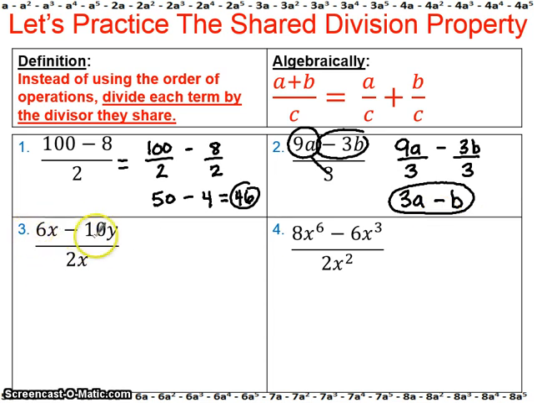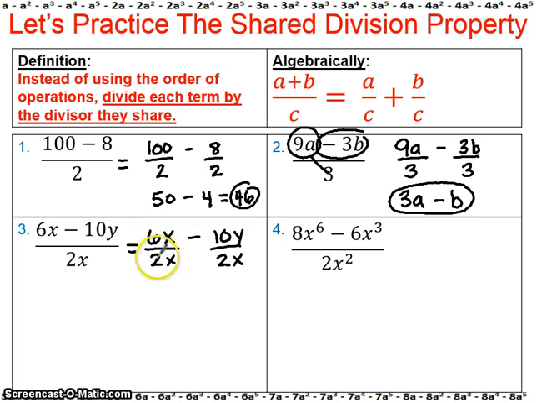Alright, let's look at number 3. We have two terms being divided by the same factor. So we're going to divide each of those terms by that factor. So we get 6x, which is our first term, divided by 2x, minus 10y divided by 2x. Second term divided by the factor, divided by the divisor. Now, if we look just at our first term, we have 6 divided by 2.